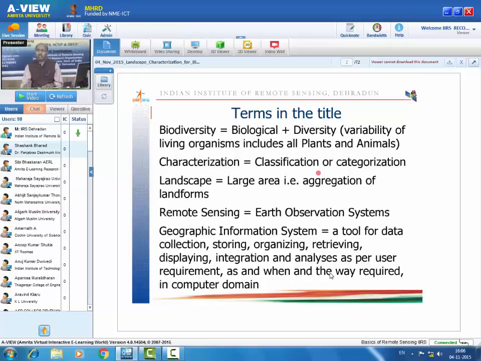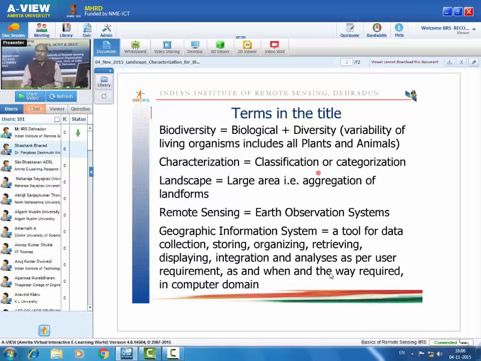I hope by this time you now know what remote sensing is. We are talking about Earth observation systems. I will not go into detail because you have already had preliminary lessons on this. But yes, remote sensing provides a very synoptic coverage of forest areas or biodiversity areas where the biodiversity actually lives. So that is a very important component.